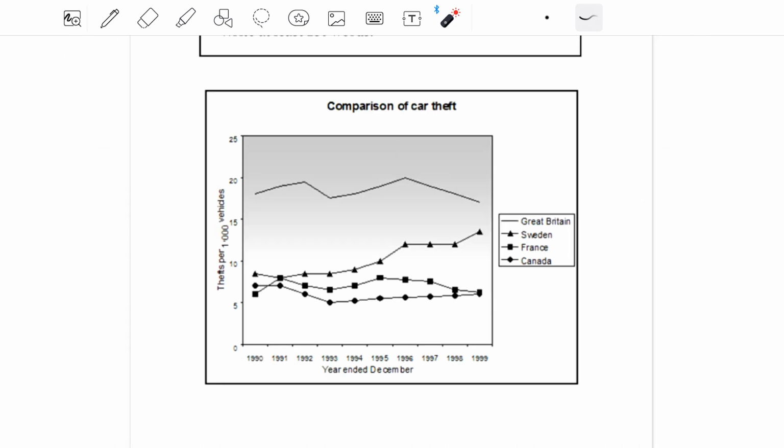So you can say that car theft in Great Britain was much higher than the other 3 countries. In 1990, approximately 18,000 vehicles were stolen, and afterward this trend fluctuated, and this trend reached its peak in 1996, where almost about 20,000 vehicles were stolen. And by the year 1999, this figure came down a bit to almost 18,000, right? Or maybe a bit lower. Yeah, so almost about 17,000, right?